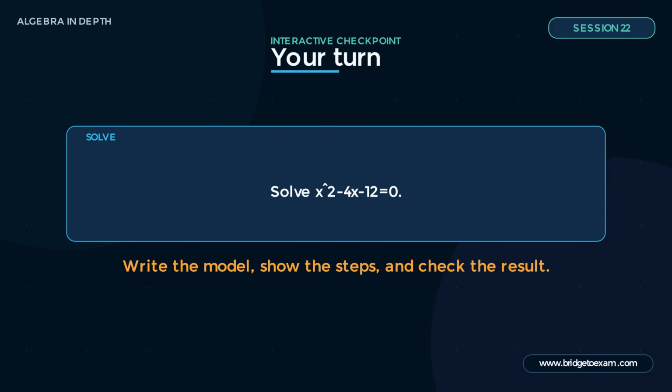Now it is your turn. Solve x squared − 4x − 12 equals 0. Pause, write each algebra step, and use the next 6 seconds to finish your solution.